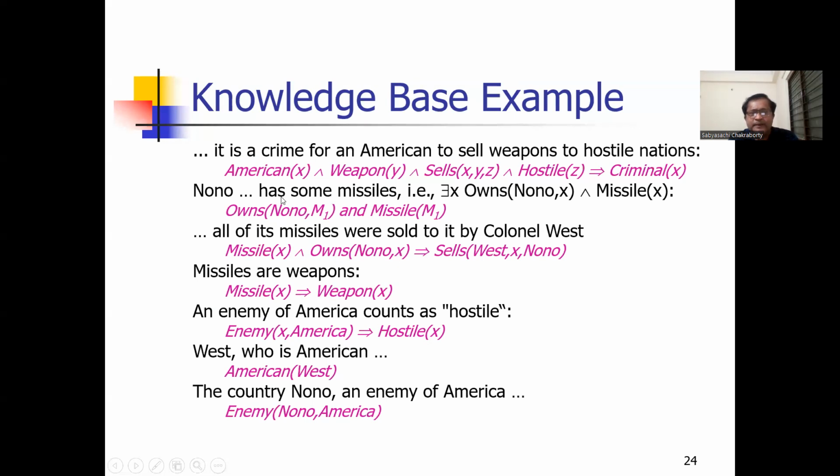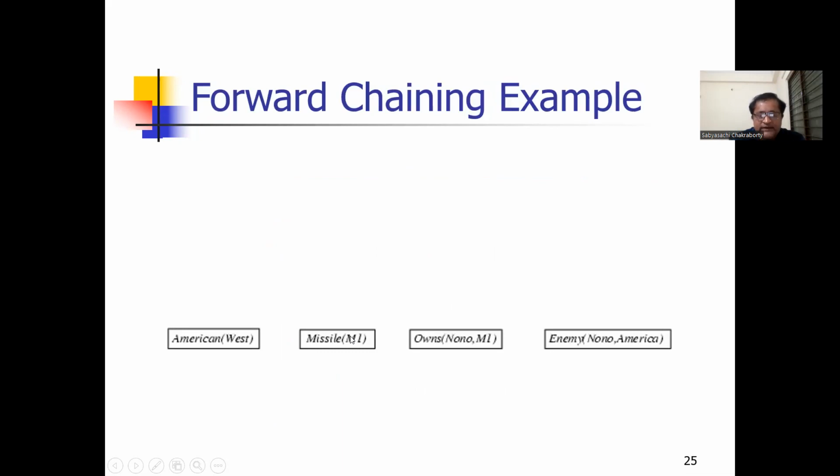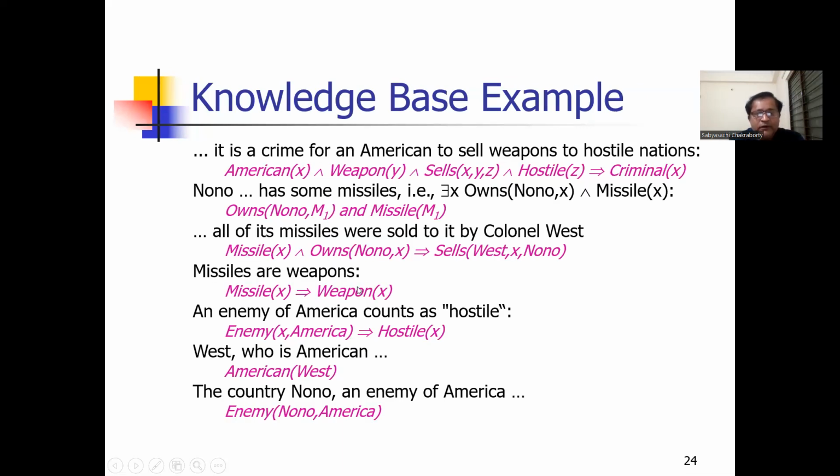And we have also missile X is a weapon X. Missile X means weapon X, means X is a missile, that implies X is a weapon. So missile X, X is a missile, that is another basic fact that we are mapping. X is a missile or M1 is a missile, because we have already defined M1, because Nono owns M1, a missile, and M1 is a missile.